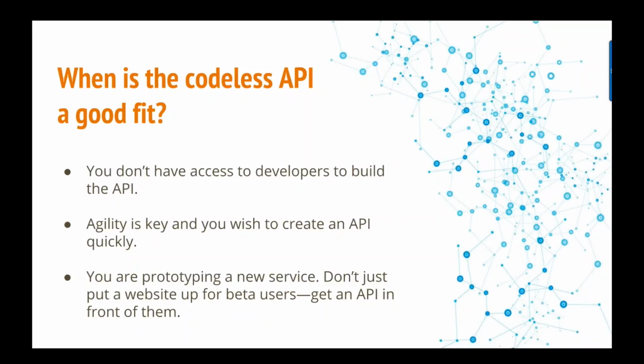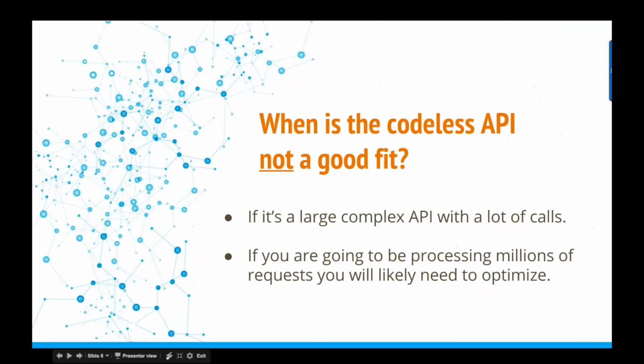Someone could build the API in API Gateway, and the person building the workspaces can have nothing to do with it. Well, not nothing, but it's a completely different skill base, and that separation is key. Yeah. So when is it not a good fit?